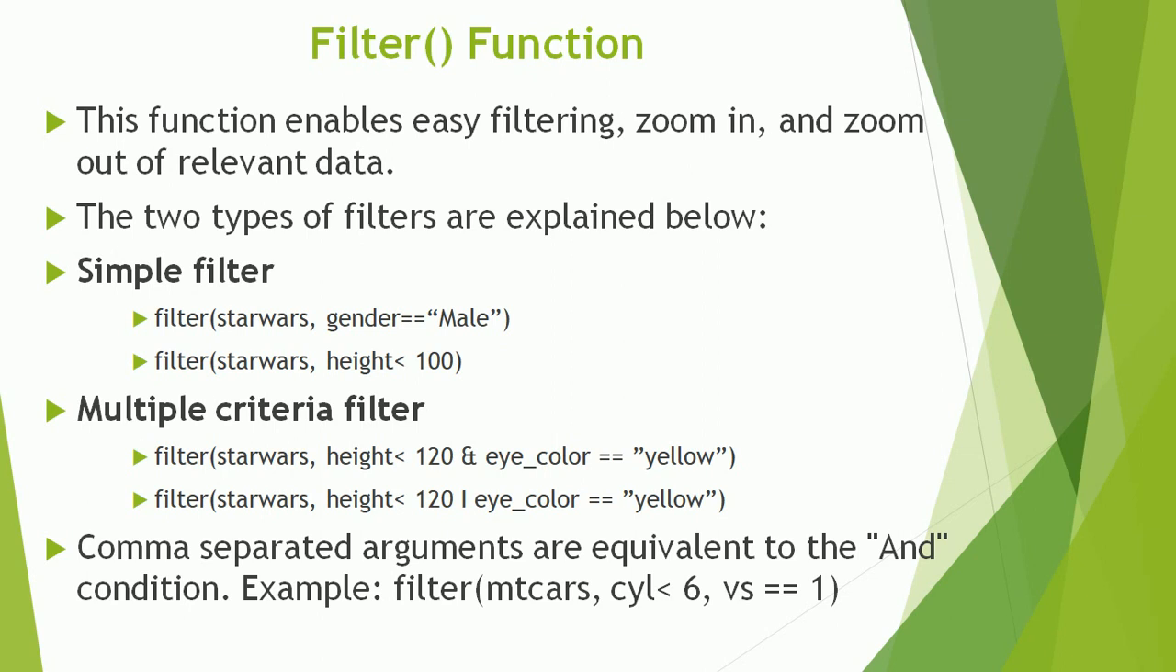Now for using a multiple criteria filter, you have two options. One is called the and and the other is called or. So and means if both the conditions are fulfilled, only then you will get the relevant data sets. Or means when you have either one condition being fulfilled, all those particular data sets would be extracted.